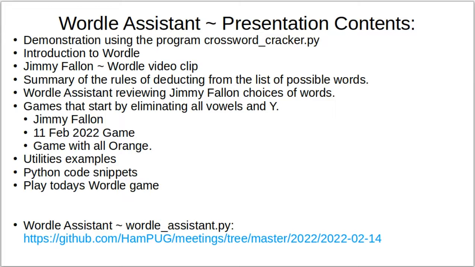One method we can use is putting in words that eliminate all vowels and Ys so that we home in on the answer quicker. So we'll do that on Jimmy Fallon's words. And there was a game a few days ago, we'll look at that, and then another game where we got all, well, it should say yellow there, not orange.